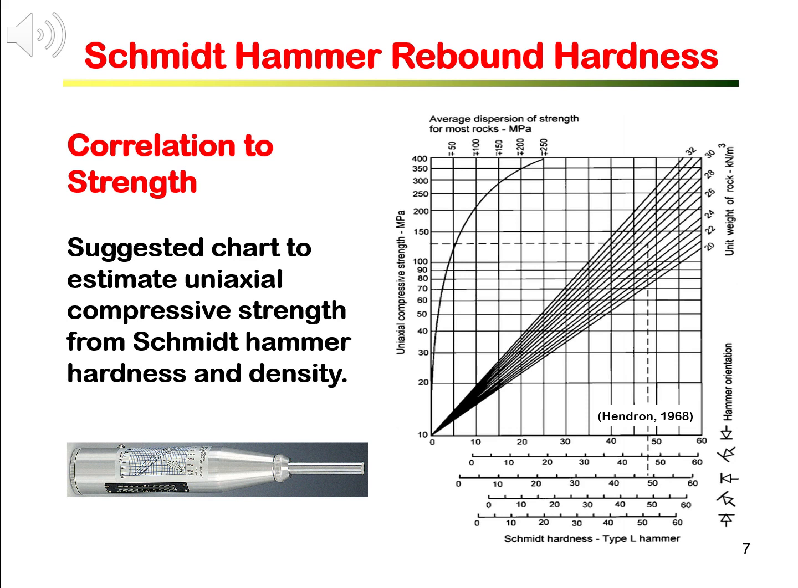Please note that on the lower part of the chart, the orientation of a hammer axis with reference to rock anisotropy features is important in determining the hardness and is affecting the strength correlation.